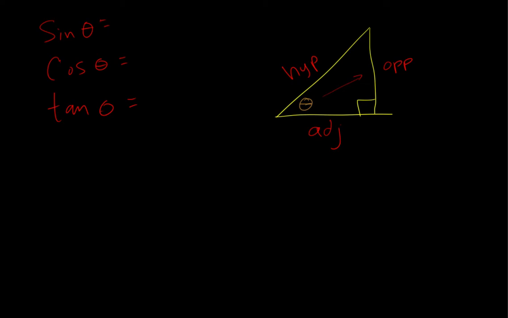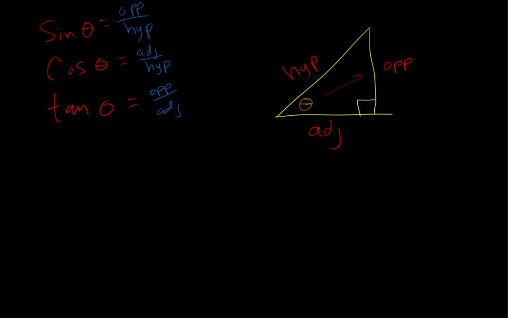Now, sine is opposite over adjacent. Or, sorry, opposite over hypotenuse. Cosine is adjacent over hypotenuse. And then tangent is opposite over adjacent.